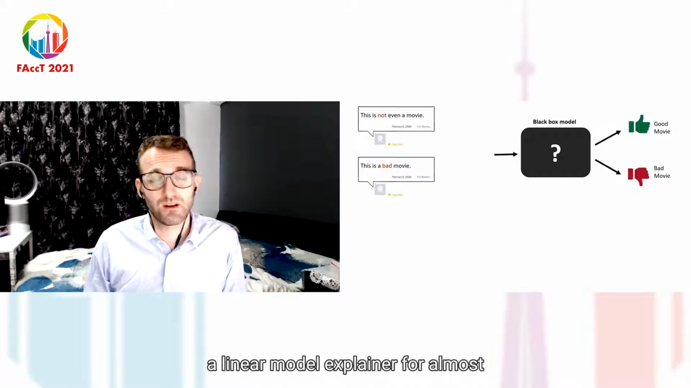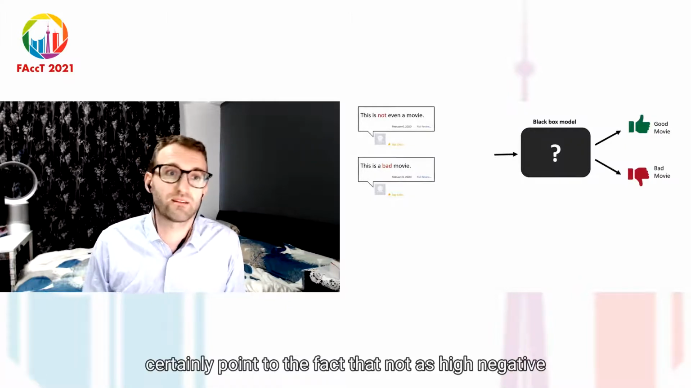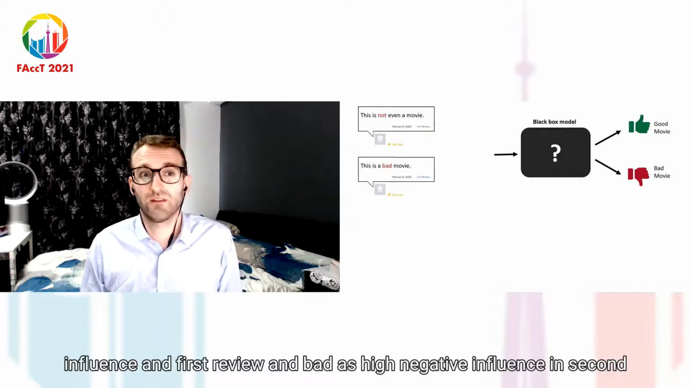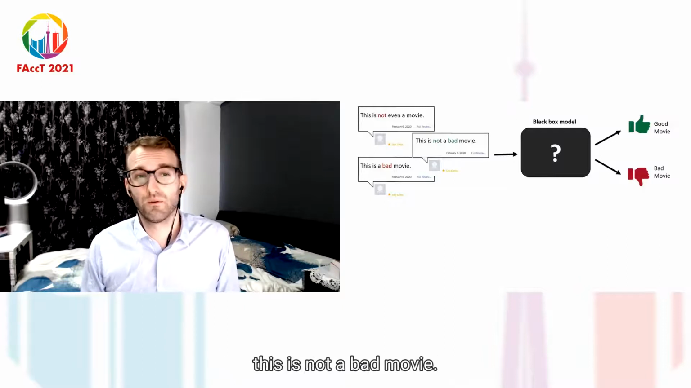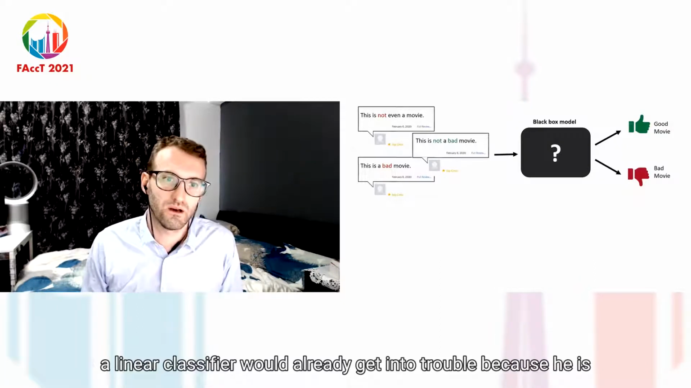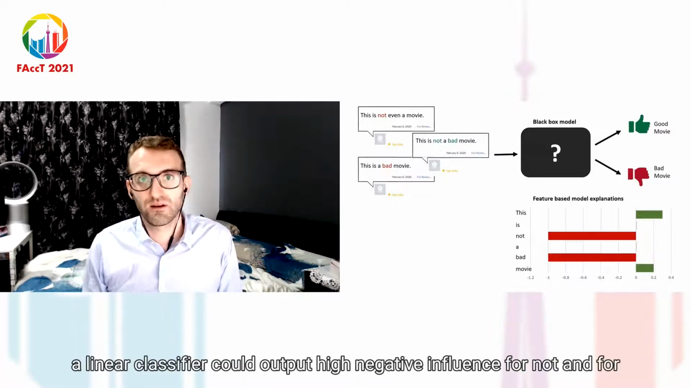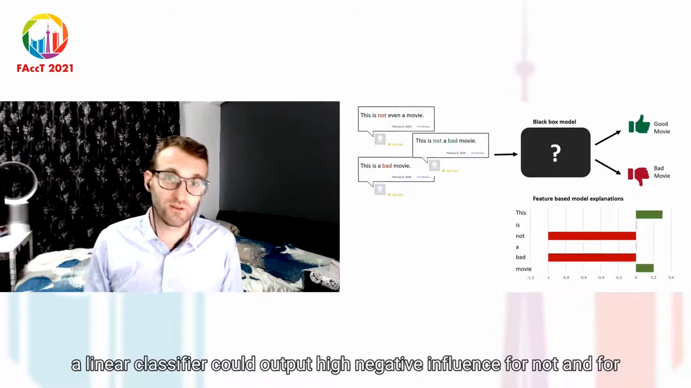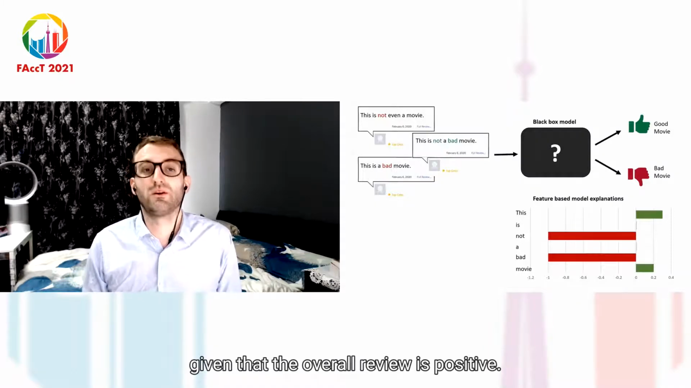And for these two reviews, a linear model explainer would almost certainly point to the fact that "not" has high negative influence in the first review and "bad" has high negative influence in the second review, and everything would be fine. However, if you look at the following review, this is not a bad movie, a linear classifier would already get into trouble because here "not" and "bad" interact, and it's unclear how a linear classifier would account for this fact. So, for example, a linear classifier could output high negative influence for "not" and for "bad", but that doesn't make much sense given that the overall review is positive.